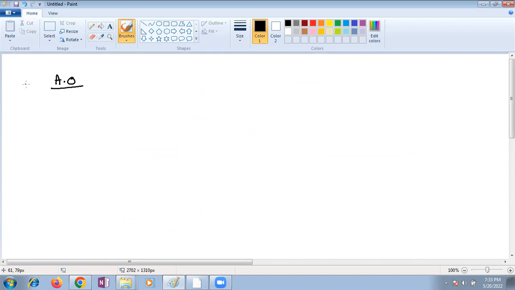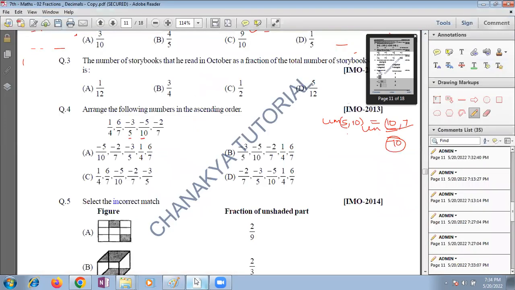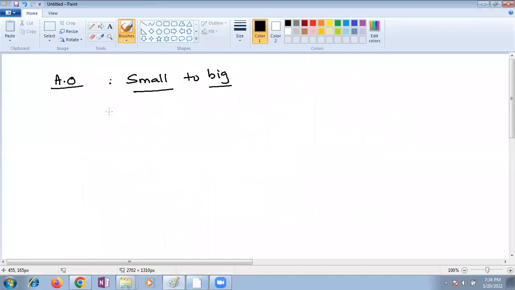Ascending order means small to big. Which is small and which is big? We know that negative integers are always smaller. That's why I'm taking the negative first. What is the question? Let me write the question on screen. 1 by 4, 6 by 7.